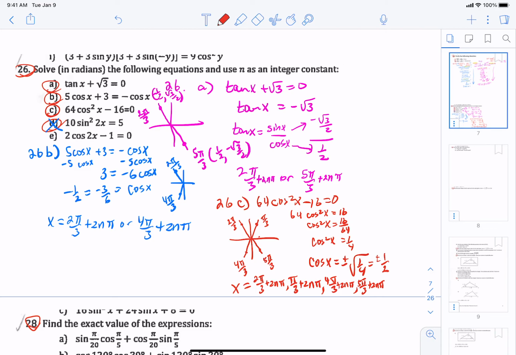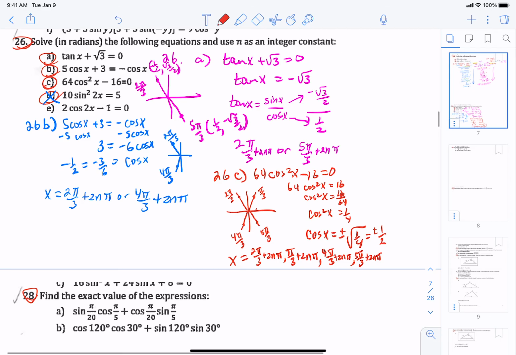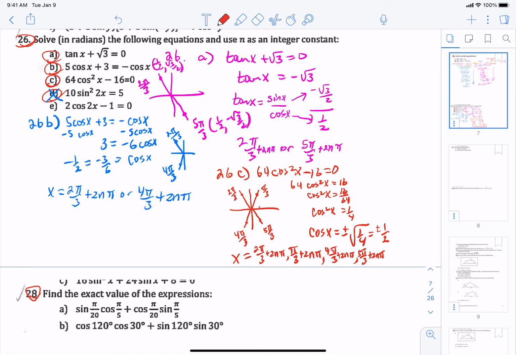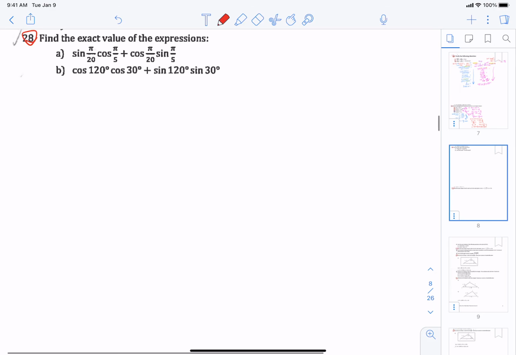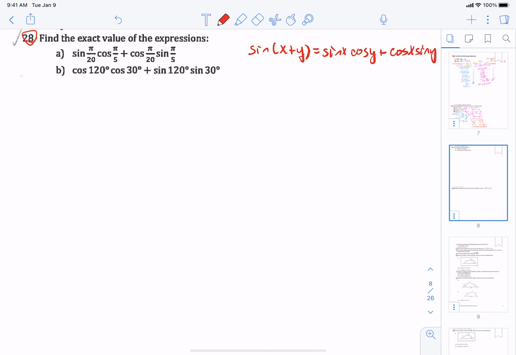Now the next problem that I had circled was 28. So if you want to look at 28, we're going to do both of those pieces. 28 says to find the exact value of that expression. If you look up on the board when you're taking your test, if you saw one like this, some of the formulas on the board are going to be your helpers. You might notice the sine sum formula, let me write it down for you. The sine of x plus y is sine of x cosine of y plus cosine of x sine of y. You see how that follows that exact pattern?